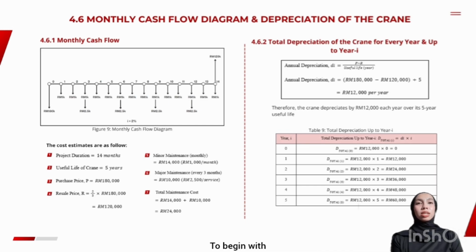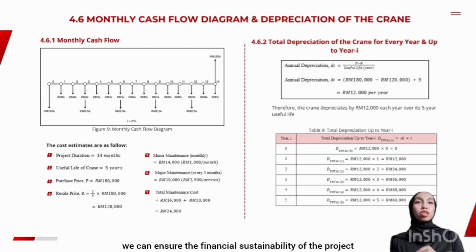To begin with, the monthly cash flow diagram in figure 9 illustrates the inflow and outflow of financial resources throughout the project's operations period. By analyzing this cash flow, we can ensure the financial sustainability of the project and make better decisions related to cost control and investment planning.